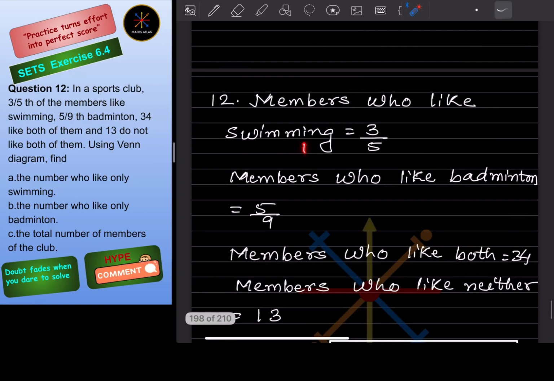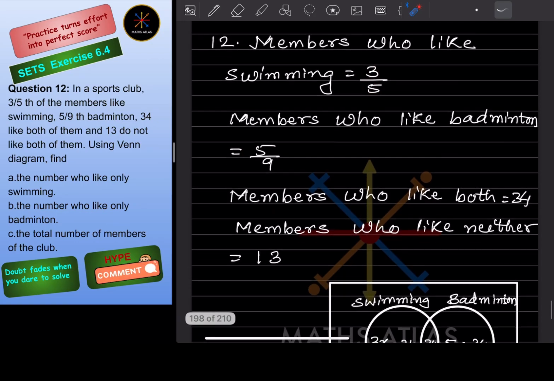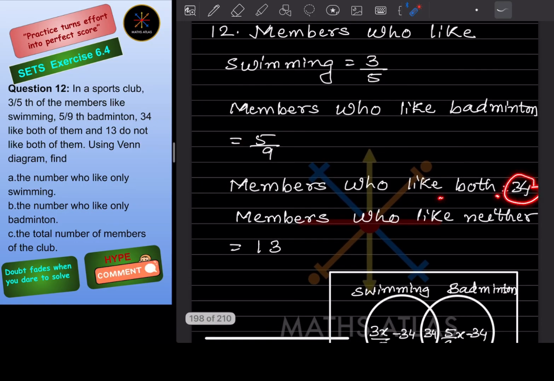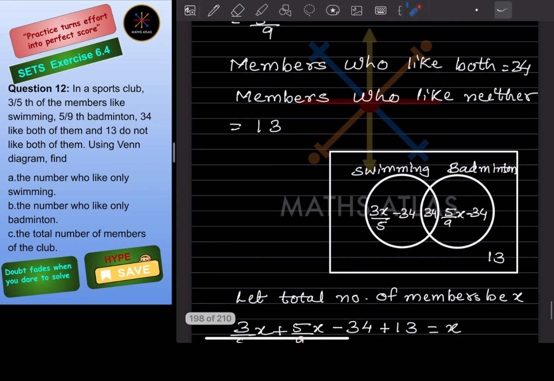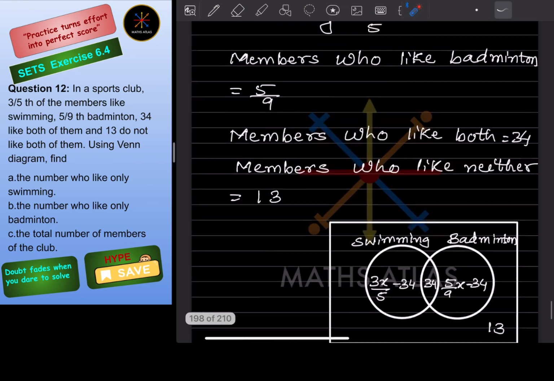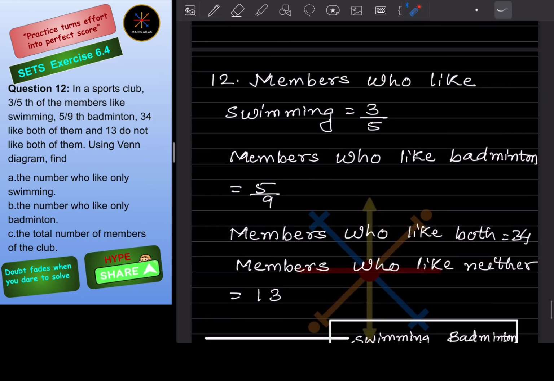Members who like swimming, that is 3 by 5. Members who like badminton, that is given as 5 by 9. Members who like both, that is given as 34. And members who like neither, that is 13. All these things are given. Based on this, we will see here the swimming and the badminton. Both means the intersection of it, that is 34. And here we are going to consider, let total number of members be X.